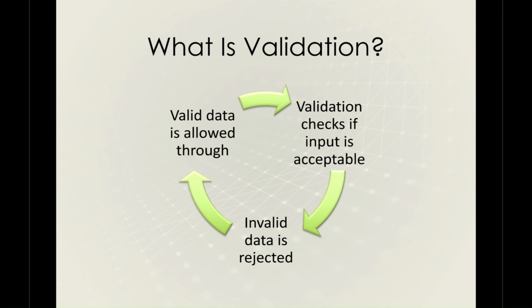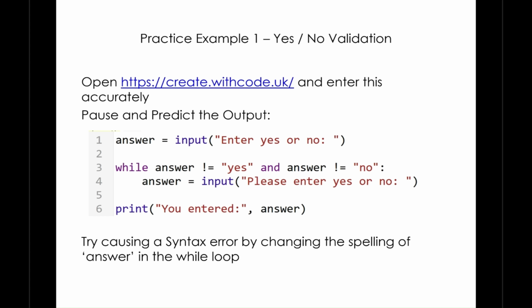So let's have a look at example number 1. Yes/no validation. Make sure you open Create with Code via the link here and enter this as accurately as you possibly can. Make sure you pause the video and predict the output before running the program.